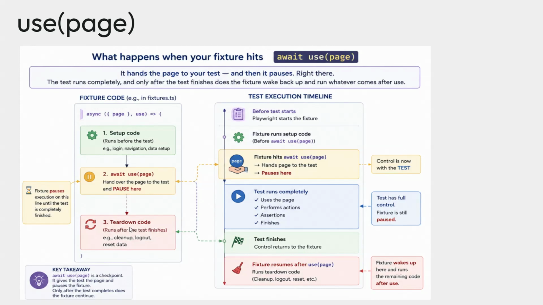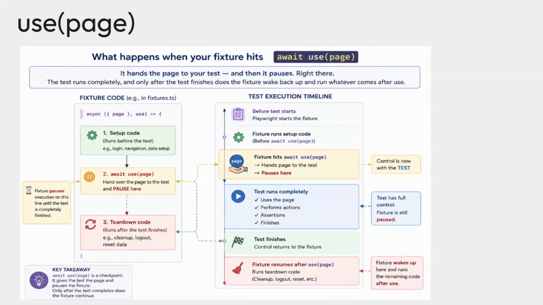And the most important part is the cleanup after use always runs, whether the test passed, failed, or timed out. Playwright guarantees that the teardown code is always executed. So it is safe to put things like logging, closing database connections, or signing out, everything in the teardown code. It will never be skipped. So this is how the setup and teardown actually works with the help of fixtures.